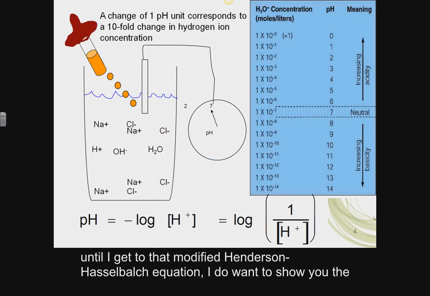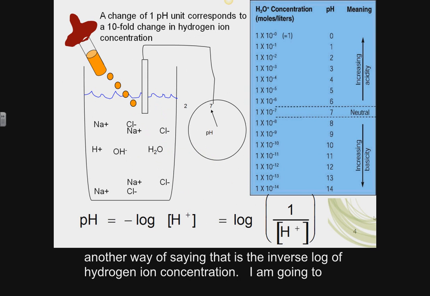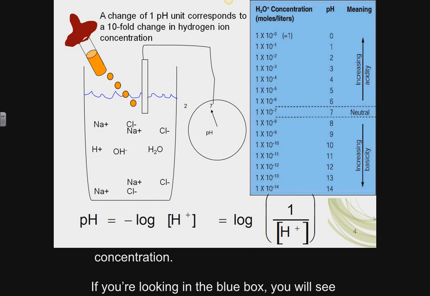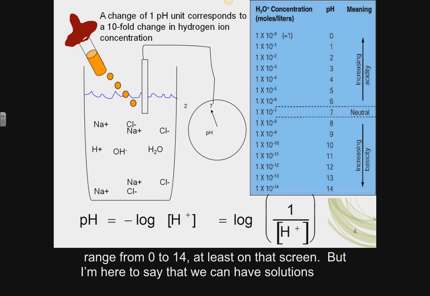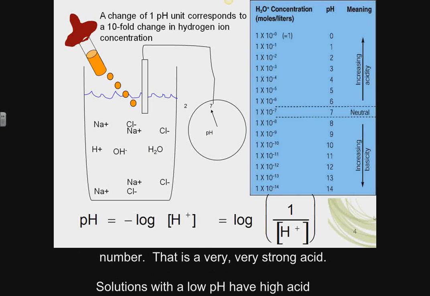Until I get to that modified Henderson-Hasselbalch equation, I do want to show you the traditional pH equation, and pH is the negative log of the hydrogen ion concentration, or another way of saying that is the inverse log of hydrogen ion concentration. I'm going to stick with the first way I just showed you, the negative log of the hydrogen ion concentration. If you're looking in the blue box, you will see that our pH values range from 0 to 14, at least on this screen. But I'm here to say that we can have solutions that are so concentrated with hydrogen ions that they can actually have a negative number. That would be a very, very strong acid.